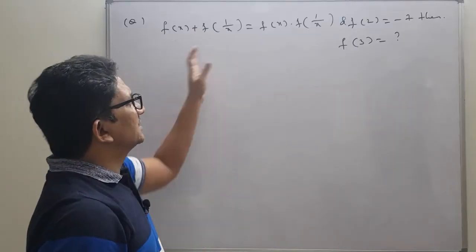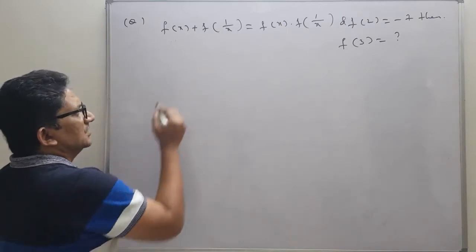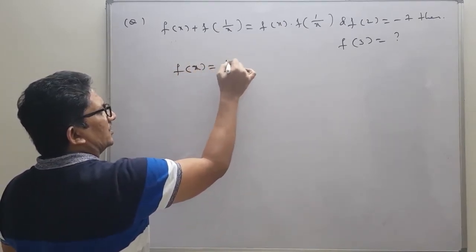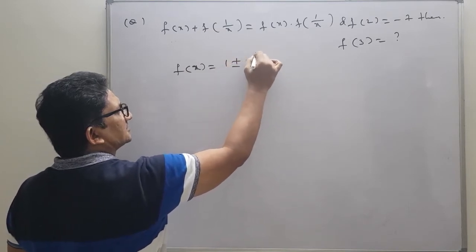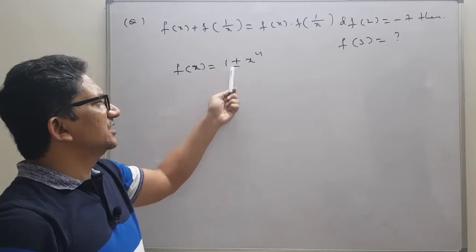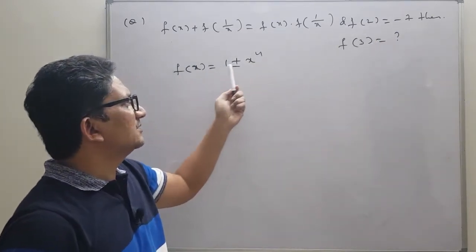Now students, look at this question. When we have such patterns, we know that we can take f of x as either 1 plus or minus x to the power of n. So which one do we need to take? This data will help us to take either plus or minus.